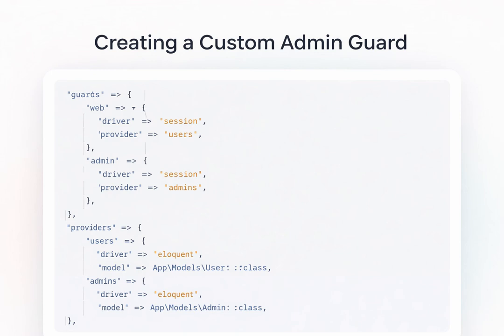Now there's a complete chain. The admin guard uses the admins provider, which uses the admin model, which maps to the admins table. The instructor emphasizes that the names on both sides, guard name and provider name, need to match up correctly, but they don't need to be identical to the table name.